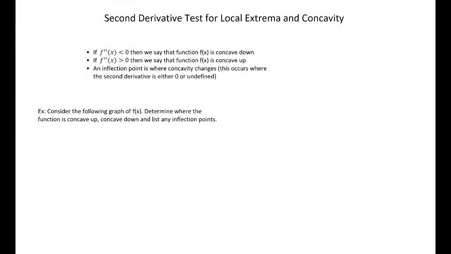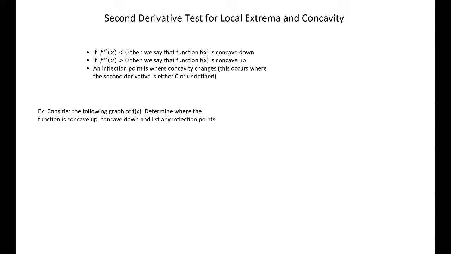Alright, so in this video I wanted to go over the concepts of concavity and how we can use concavity to do the second derivative test to help us find local extrema. Okay, so a quick little recap. You remember how the first derivative told us if it was positive, the function was increasing. If the first derivative was negative, we said the function was decreasing. Well, the second derivative, instead, tells us about concavity.